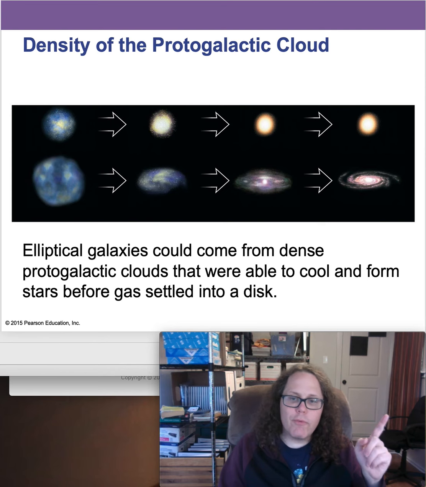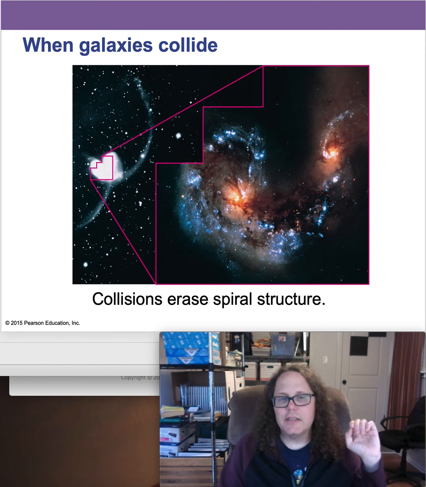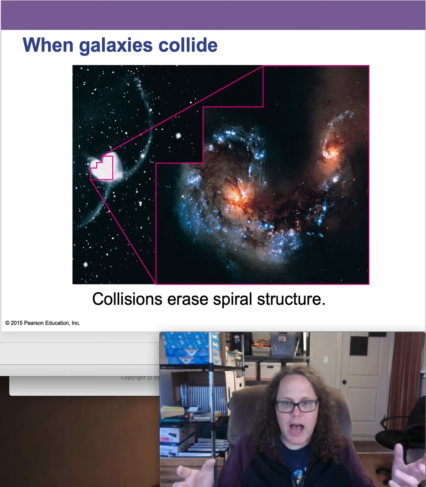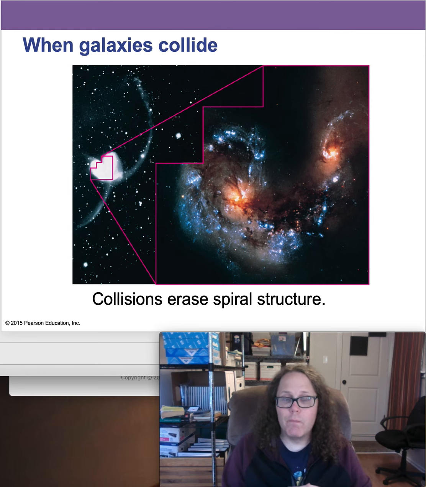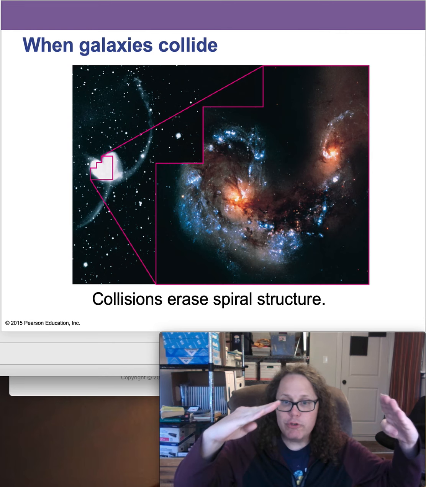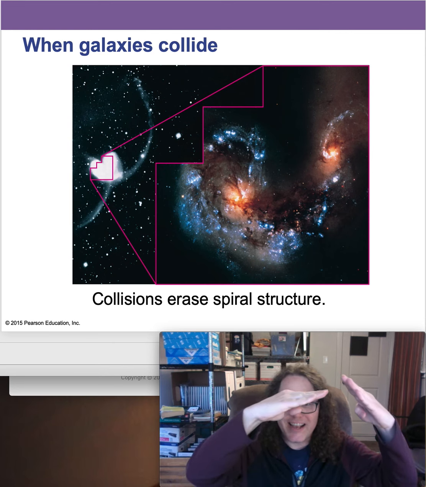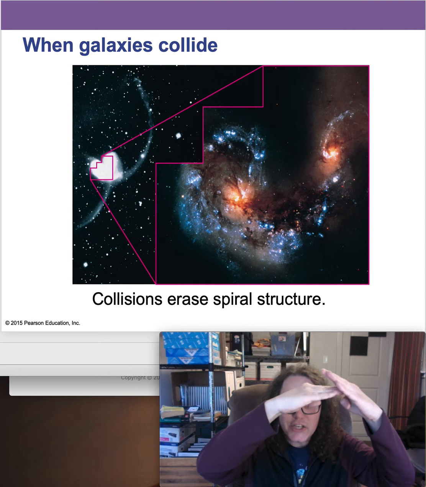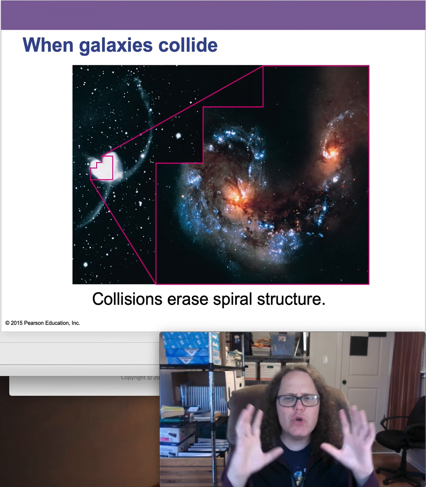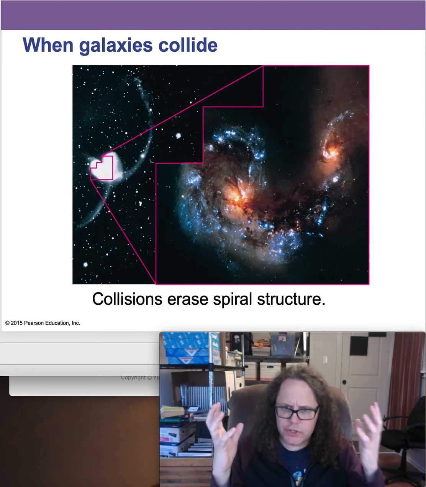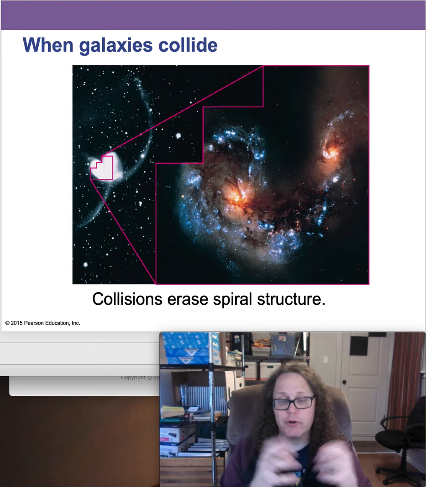But there's another way for elliptical galaxies to form. When spiral galaxies collide, they merge to form an elliptical. And the reason for this is when the two spiral galaxies collide, their gas compresses. Each galaxy compresses the other galaxy's gas, producing a huge burst of star formation. We call that a starburst.